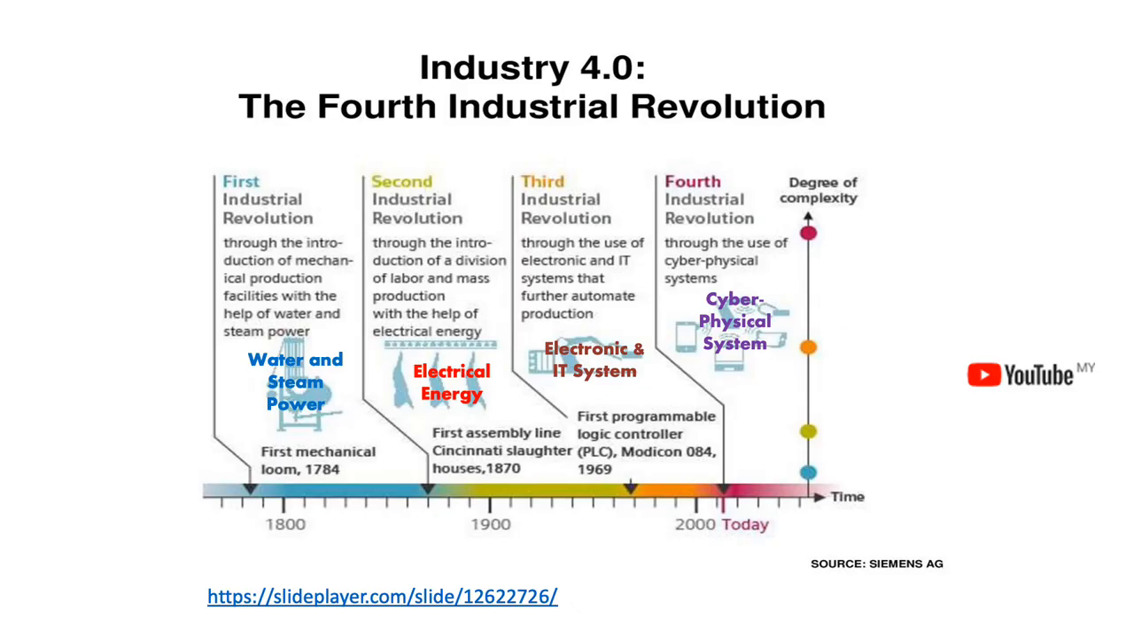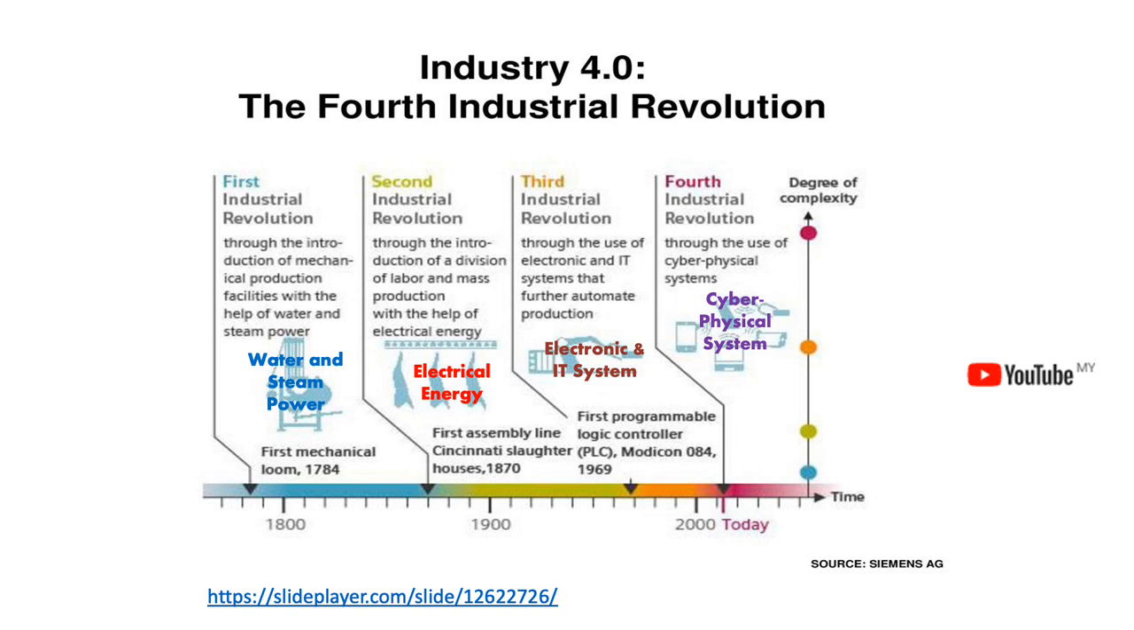This figure shows a summary from the First Industrial Revolution up until the Fourth Industrial Revolution. First Industrial Revolution happens through the introduction of mechanical production facilities with the help of water and steam power. It concentrates on changing manual to machine production. Second Industrial Revolution happens through the introduction of a division of labor and mass production with the help of electrical energy. It concentrates on the development of electrical machines and assembly line production.